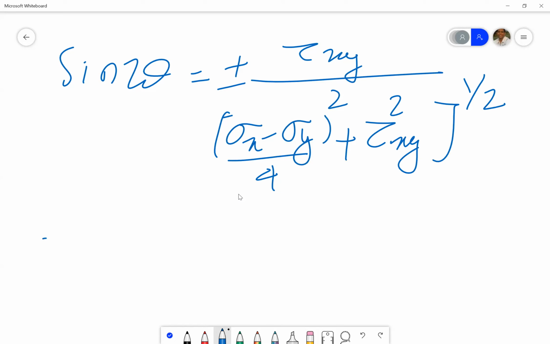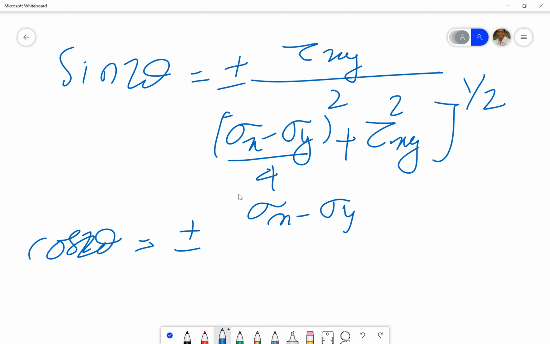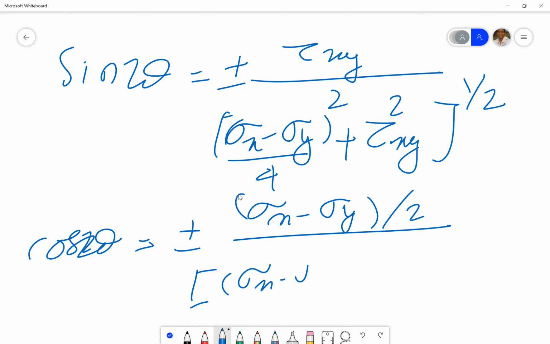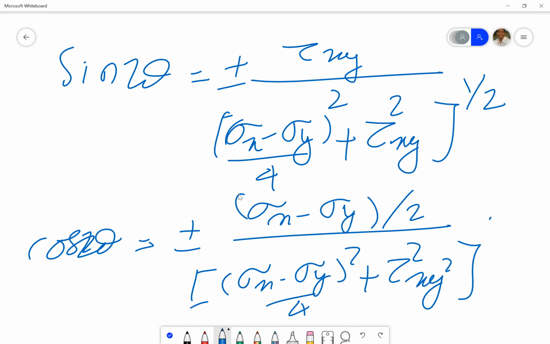Similarly, if you calculate cos 2 theta, we can write it in the same format: plus or minus sigma x minus sigma y by 2, divided by the root of sigma x minus sigma y whole square by 4, plus tau square xy. This is the value of cos 2 theta and sin 2 theta.